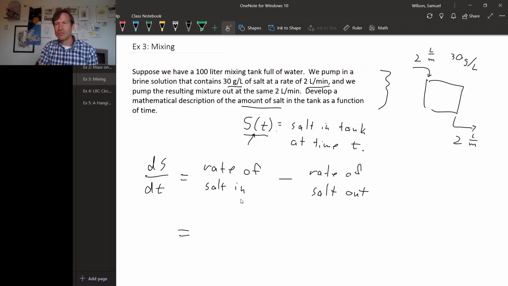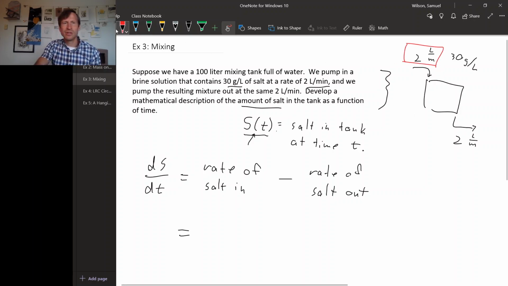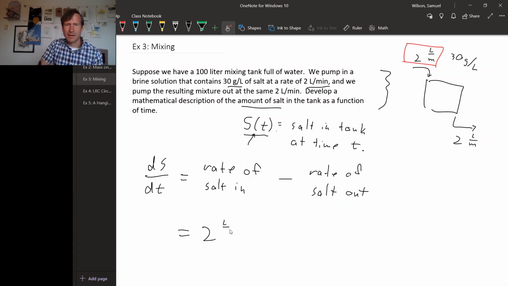So the rate of salt flowing into the tank, well, we know that this brine is flowing in at 2 liters per minute, but that's not the rate that salt is coming into the tank. That's the rate that brine is coming into the tank. But if you look at the units, if we multiply these two, the liters are going to cancel and we get grams of salt per minute. And that's exactly the kind of rate we're looking for.